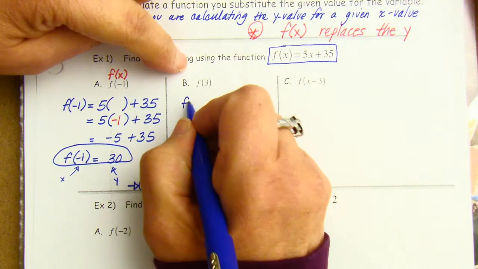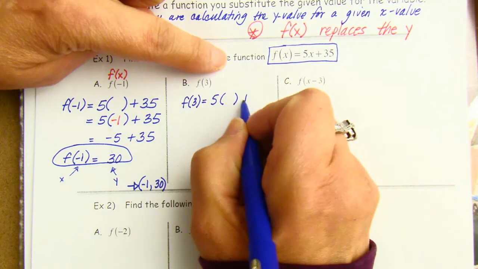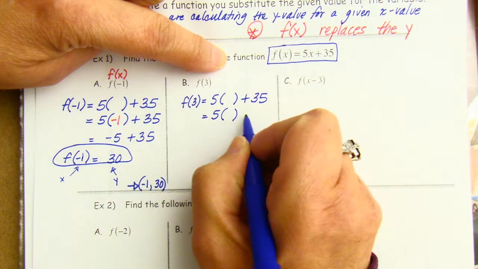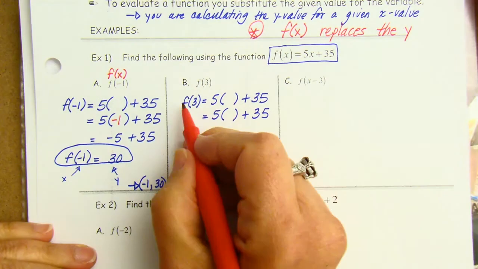F of 3. Again, I'm using this 5x plus 35. 5, what do I put in place of this x? Well, I'm going to put the 3, right? This is f of x. X is 3.